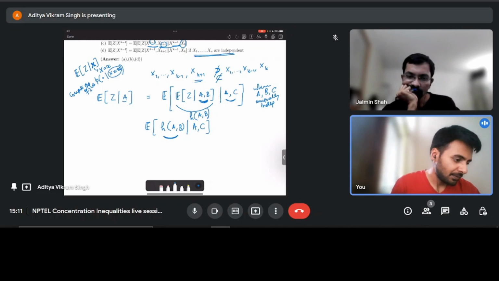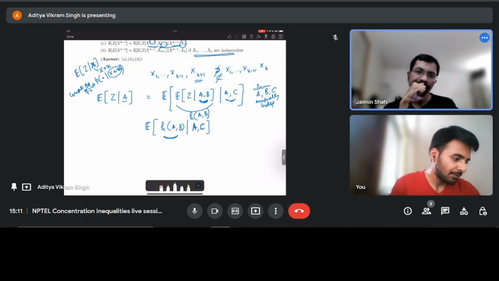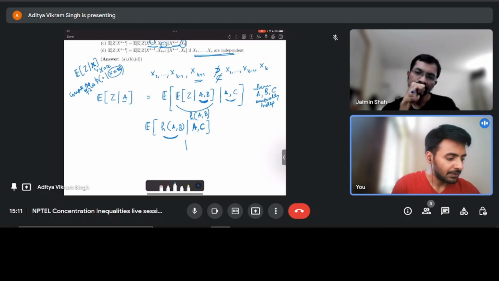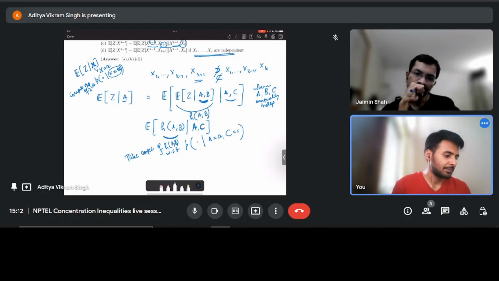And here we are given a comma c. So what would be the conditional distribution? You take the expectation of h(a, b) with respect to the conditional distribution where a equals a and c equals c. So that would be this expectation for a given instance of a comma c.